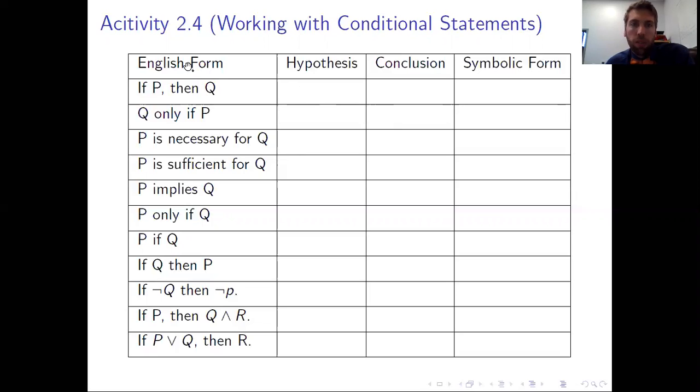So here we have a bunch of English, at least, shortened because we don't know what P and Q are, but a bunch of English connectives that are generally an if and if-then. So we're going to identify the hypothesis and conclusion of each one, and then we'll write it symbolically. So I think we'll just draw for this one. So traditional, if P then Q, that means your hypothesis is P, your conclusion is Q, and symbolic form is P arrow Q.